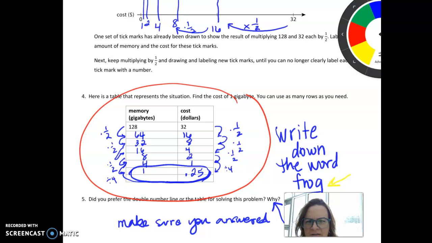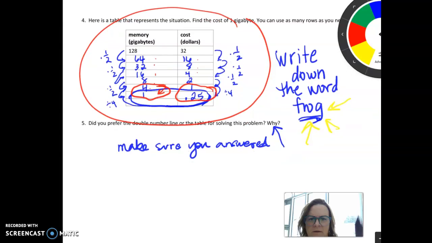So I just halved each of these. So I halved 64, and I halved 16, and I halved 32, and then I halved 8, and then I halved 16, and I halved 4. So I halved them the whole time until I got to 4 gigabytes would cost $1. And so then I knew that if I wanted the cost of 1 gigabyte, this time I'd have to divide by 4 or multiply by a fourth. And a fourth of $1 is 25 cents.